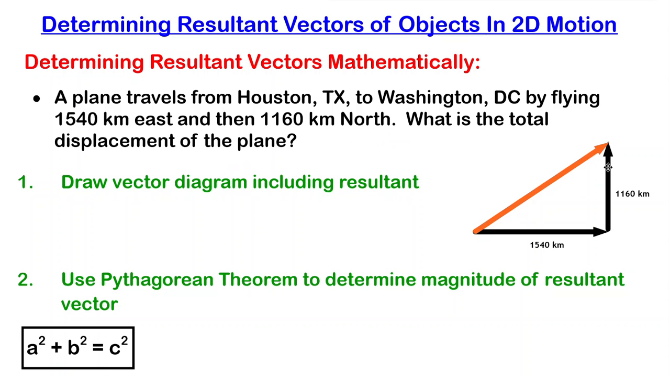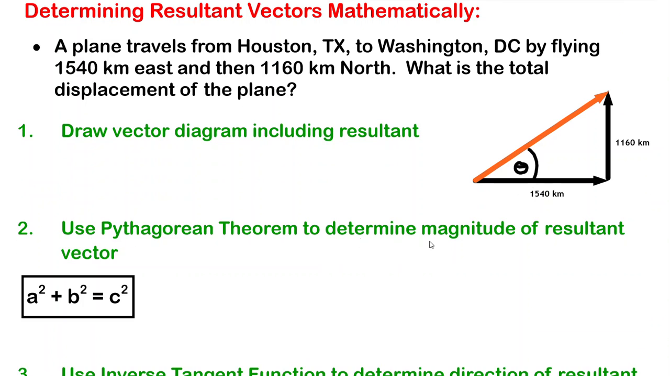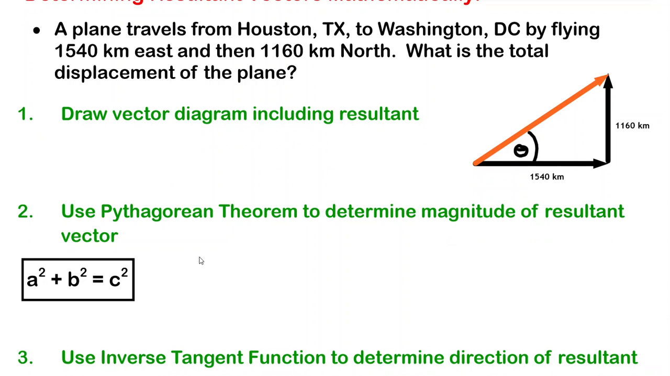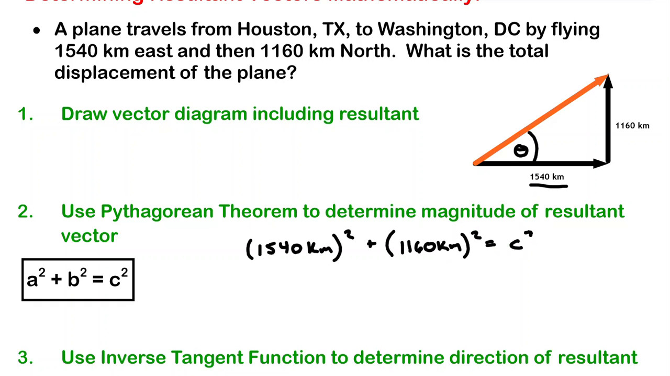So first, I've drawn my vector with the two components labeled. And then I'm looking for this orange line, and in order to actually describe it, I also need this angle. So the next step would be to use the Pythagorean theorem to determine the magnitude of the resultant. So A, we'll call this A. A squared plus B squared equals C squared. So I would put in 1,540 kilometers squared plus 1,160 kilometers squared is equal to C squared.